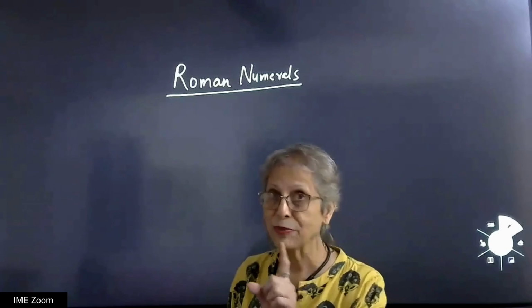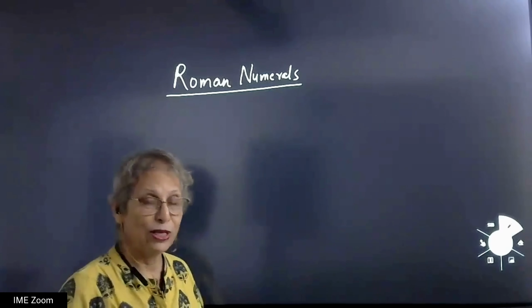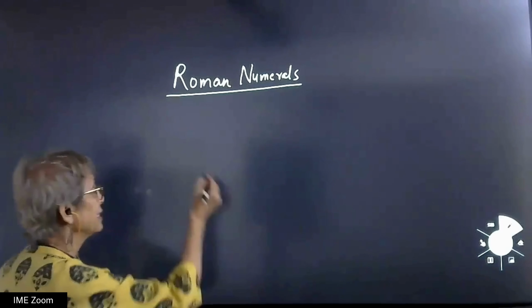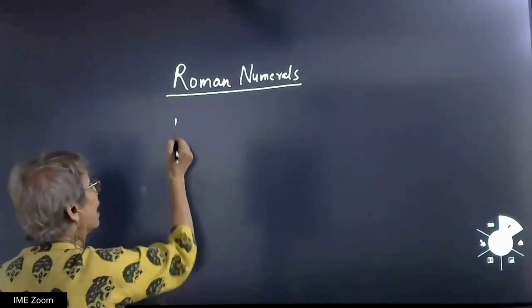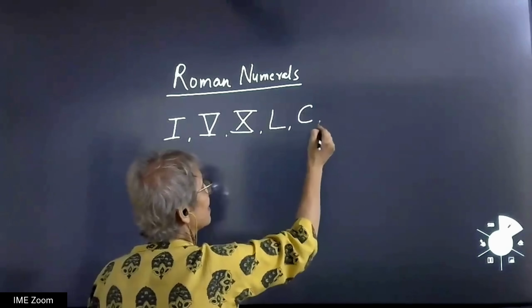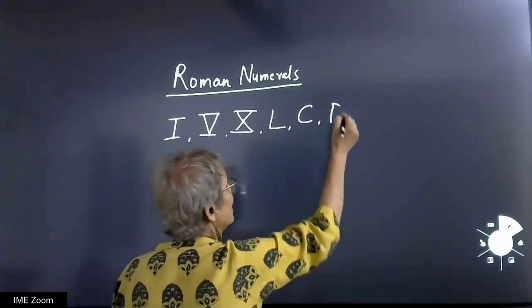Which capital alphabets are used, not small? That is I, then V, then X, L, C, D, and M. These letters are used for writing numbers. Remember, how many only? 3, 3, 7. Using only 7 alphabets, we can write all numbers, right?